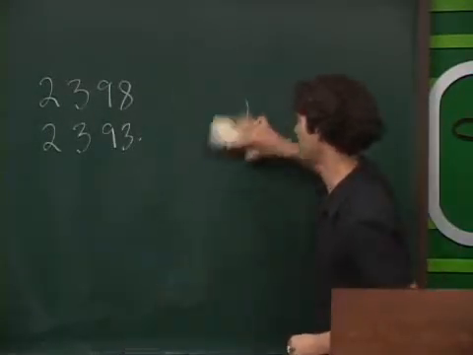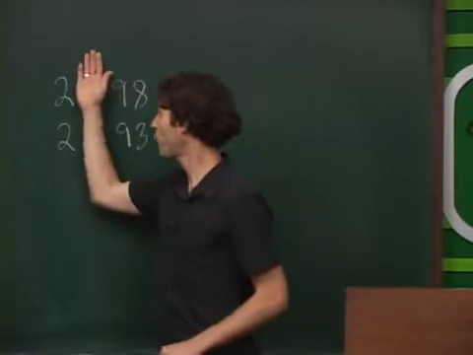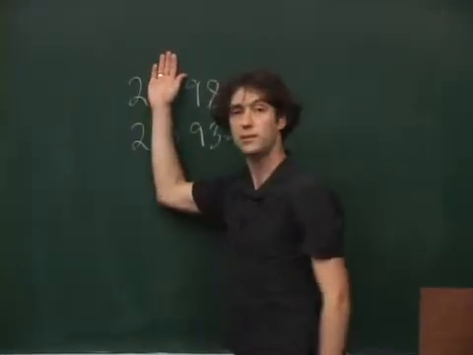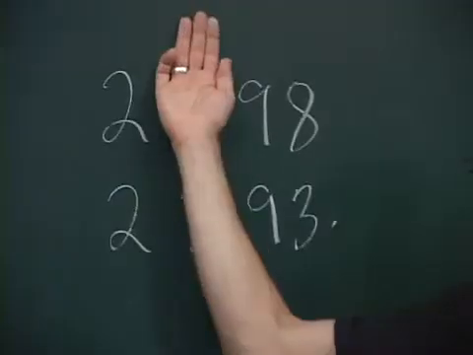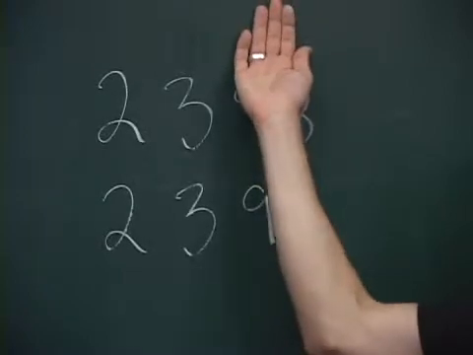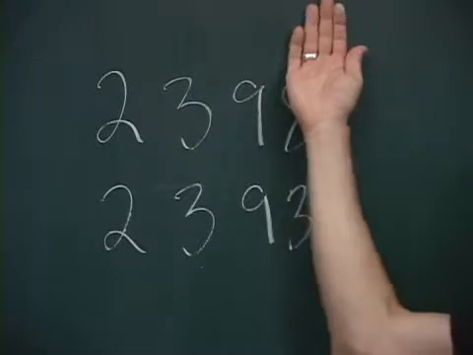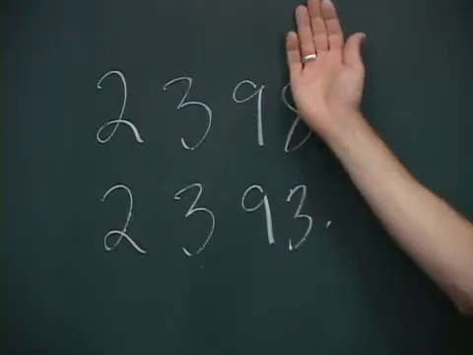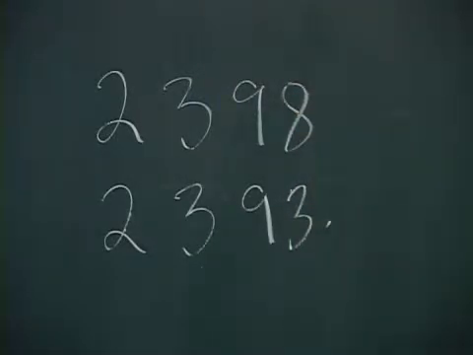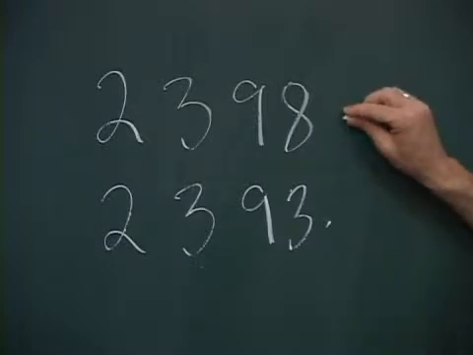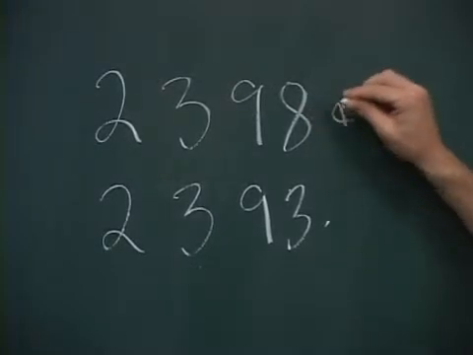Now, when we look at thousands, they look the same. Then we move to the hundreds, they also look the same. Then we move to the tens, and they also look the same. But when we get to the ones, we realize that this number is greater because this is an 8 and this is a 3.